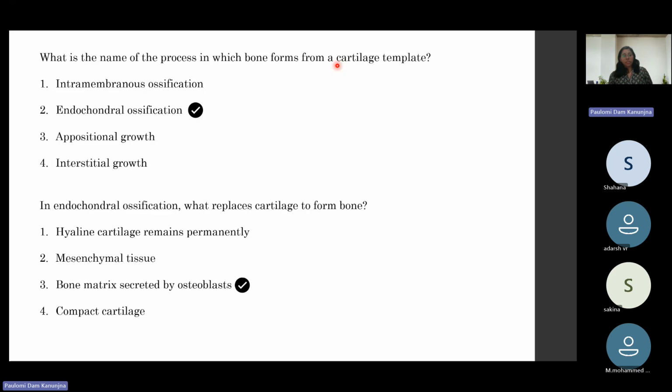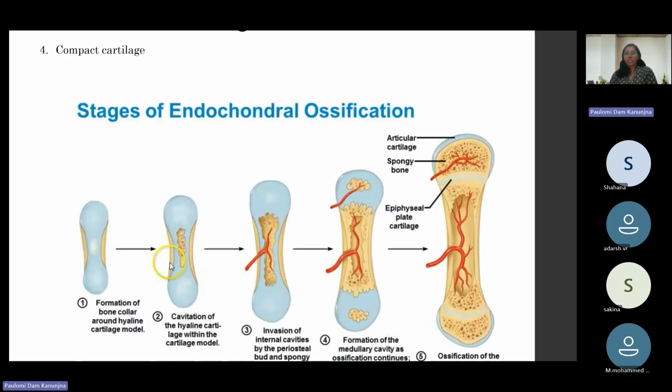Now you have bone formation, where this is cartilage and this cartilage is replaced by bone. That's called endochondral ossification, right? And what is exactly replacing cartilage to form bone? You have a bone matrix which is coming from the osteoblast. We'll do this easily. Don't panic or take stress.